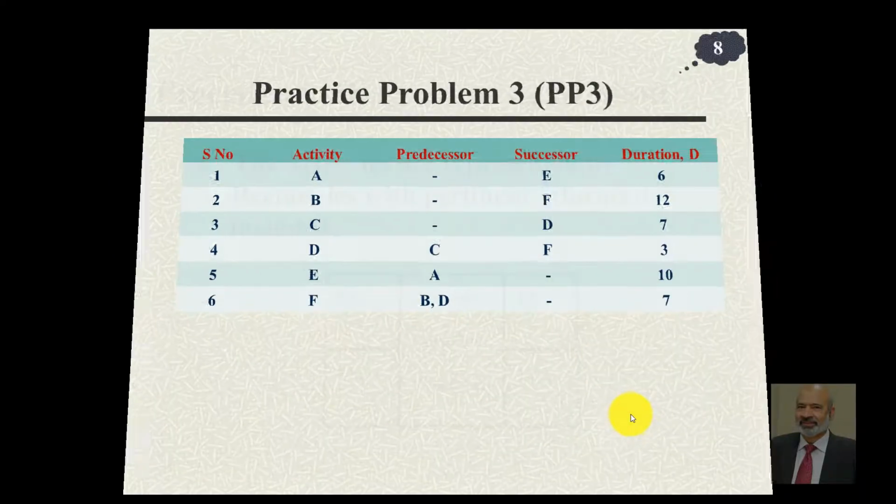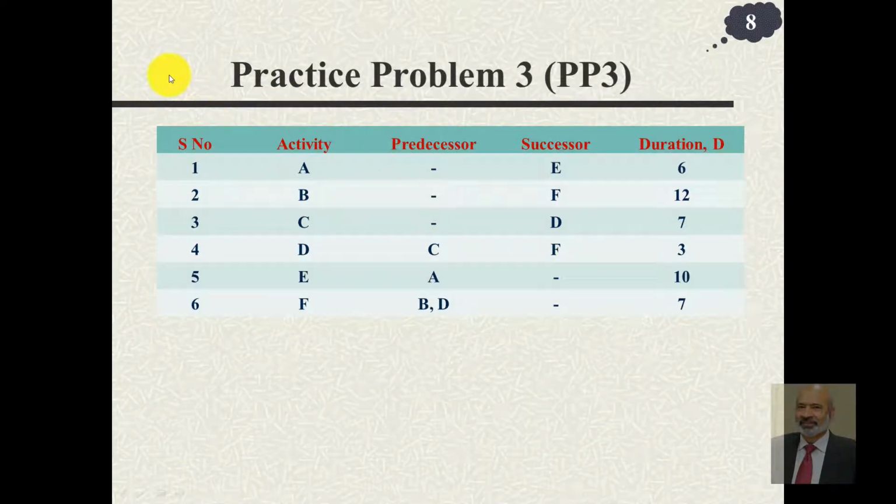The method works in a manner that I will explain on this small problem, and let's call this practice problem number 3, PP3. We have 6 activities. Activities A, B and C do not have any predecessor, so they start from node number 1. A is followed by E, B is followed by F and C is followed by D. You see this relationship becomes opposite in here. D has a predecessor C. E has a predecessor A, and here we say A is followed by E.